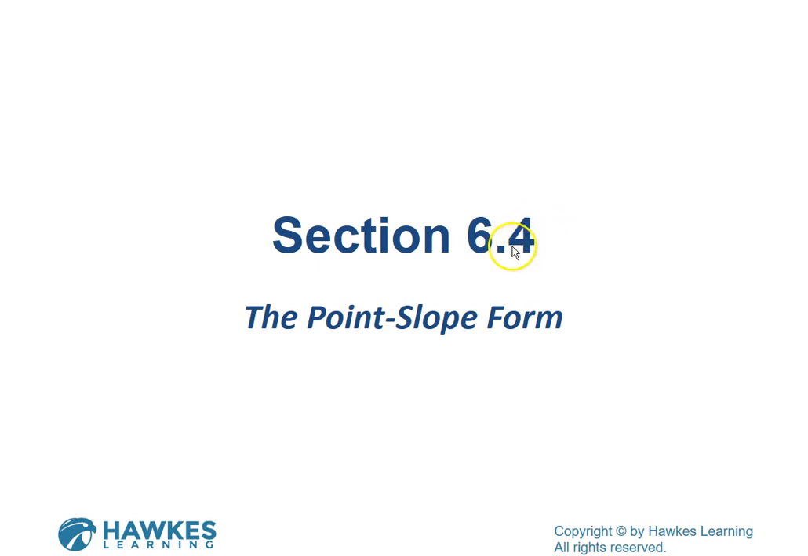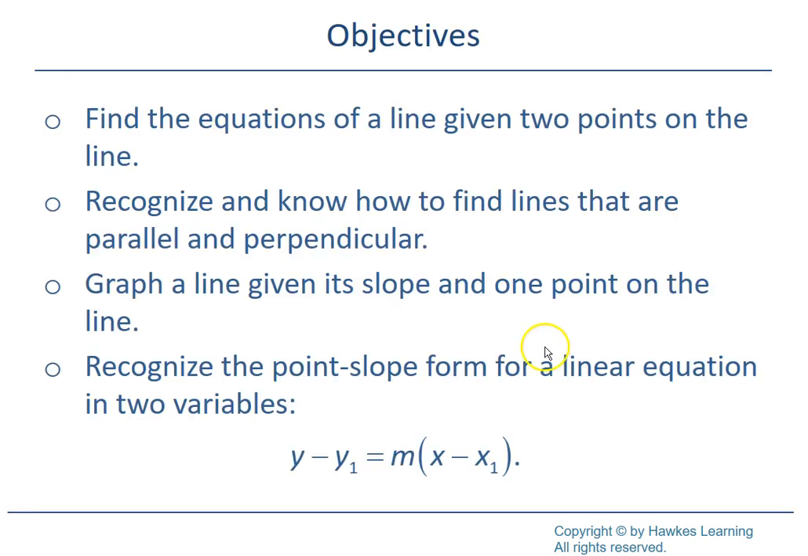In section 4 of chapter 6, we're going to take a look at another special form of the linear equation in two variables. It's called the point-slope form. And this is the equation here. That's the point-slope form. So we're going to find equations of a given line given 2 points, recognize how to find lines that are parallel and perpendicular, and then graph a line given its slope and 1 point, and then recognizing the point-slope form.